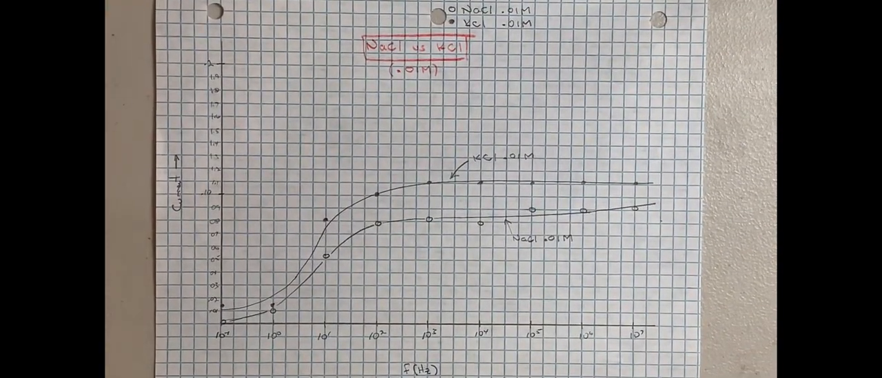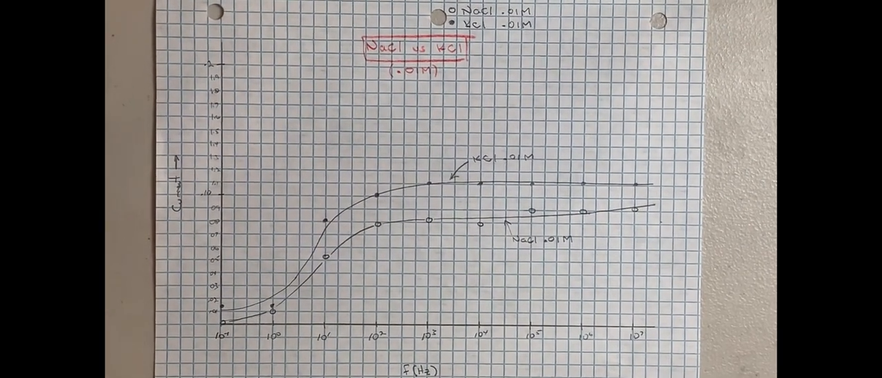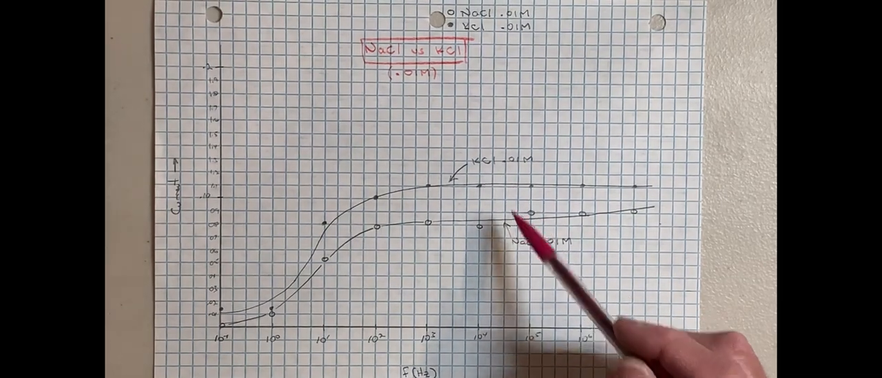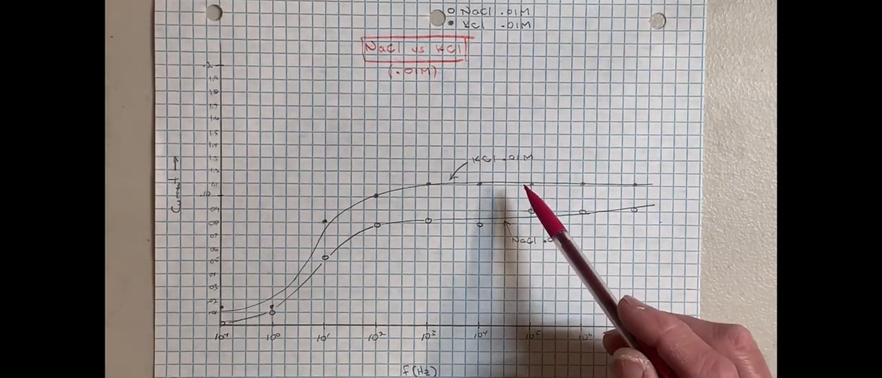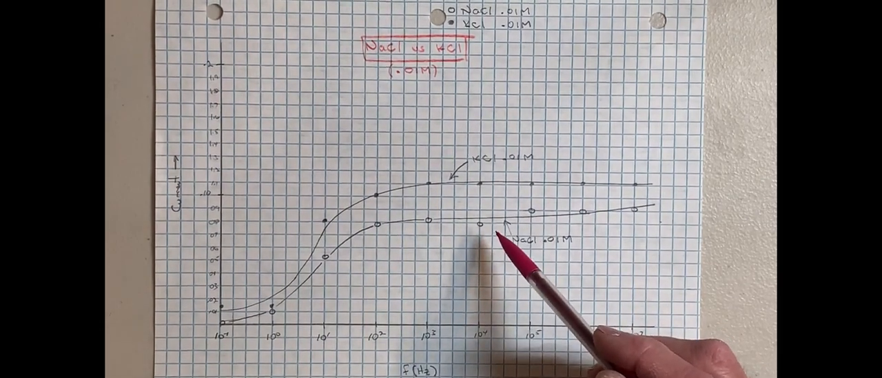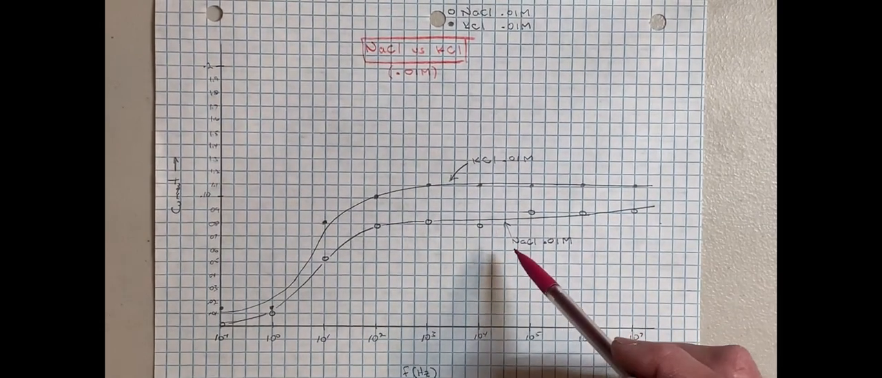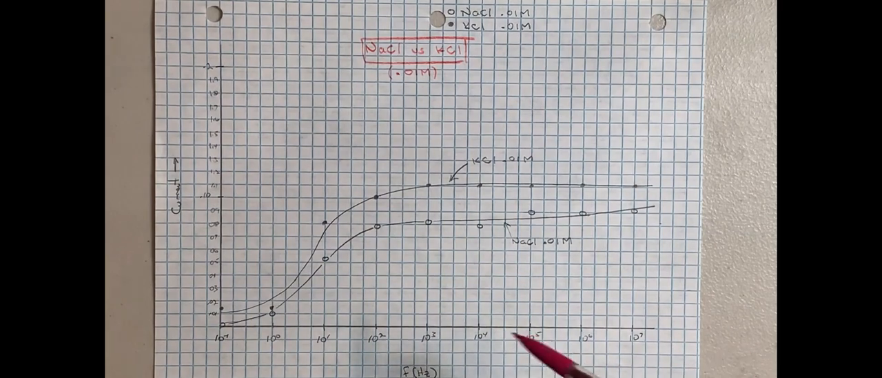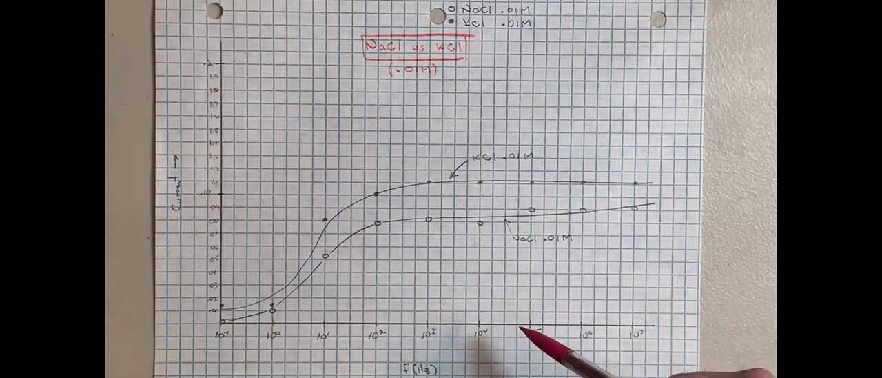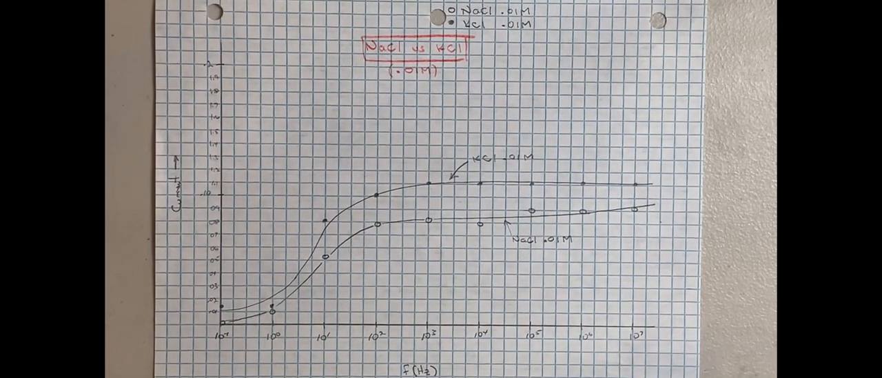This is a side-by-side comparison between sodium chloride and potassium chloride at the same concentration of 0.01 molar. Potassium chloride solution has higher conductivity than sodium chloride at any given concentration and frequency. And this makes sense, as potassium ions are known to be more mobile than sodium ions in aqueous solutions.